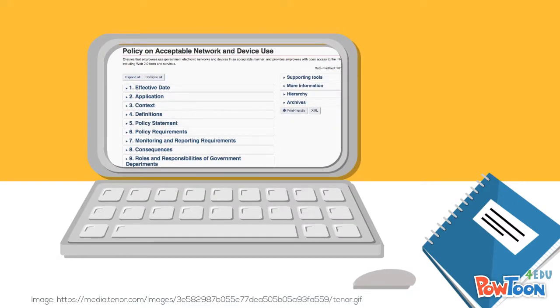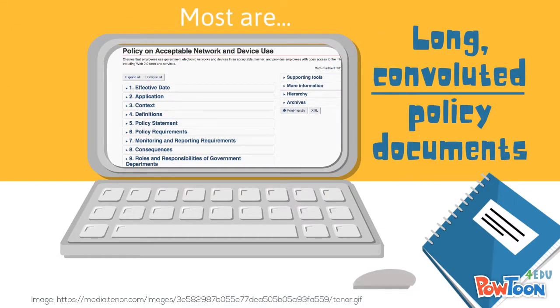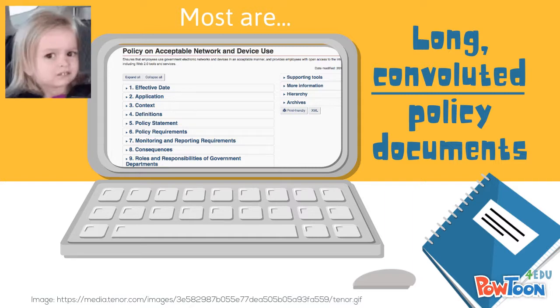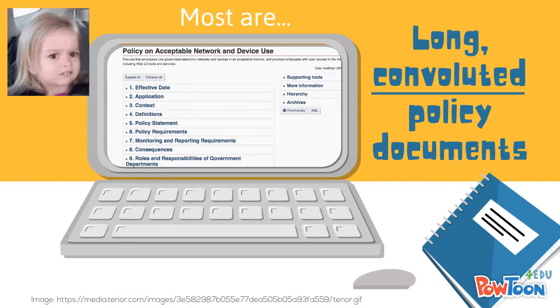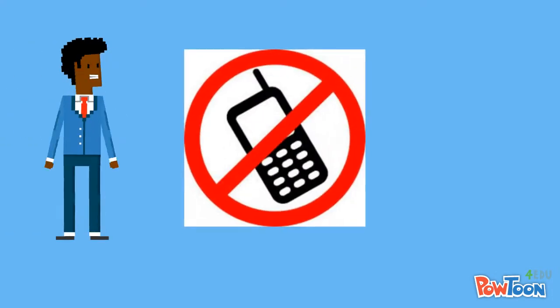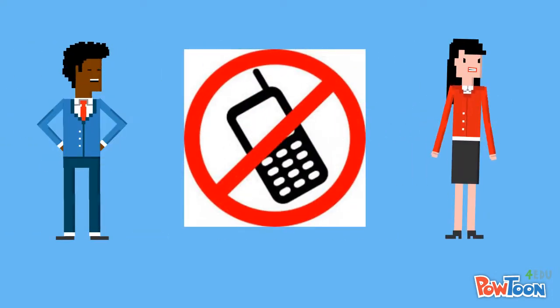More often than not, acceptable use policies are long, convoluted policy documents, which include compliance to state codes, laws, and regulations, including copyright, disclaimers, roles and responsibilities, as well as signatures. They are confusing to adults and incomprehensible to students. Generally, acceptable use policies are presented in the format of what students should not do.